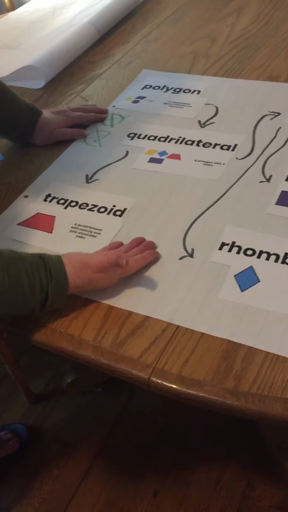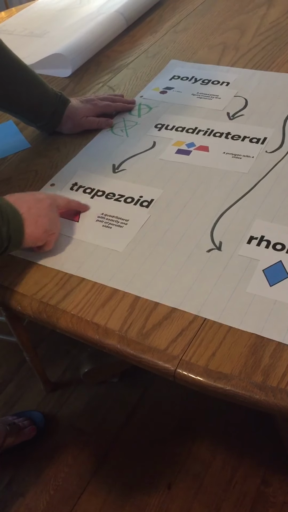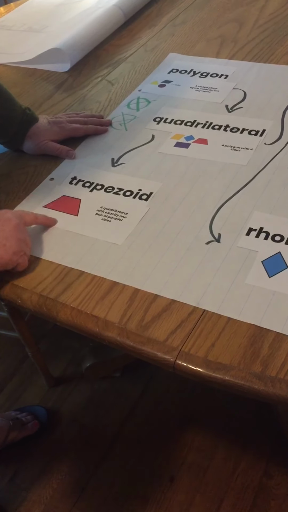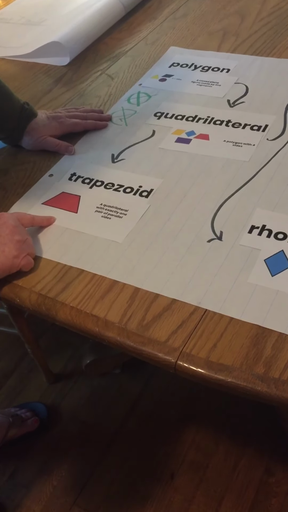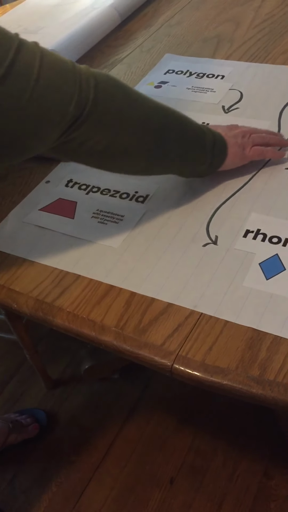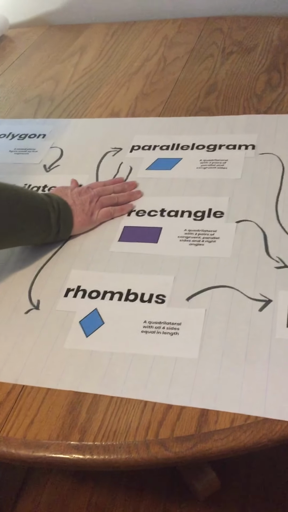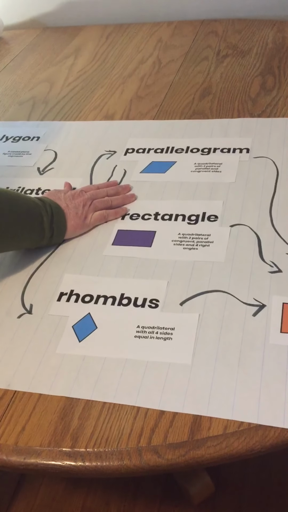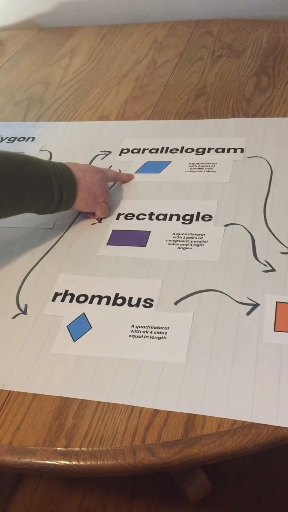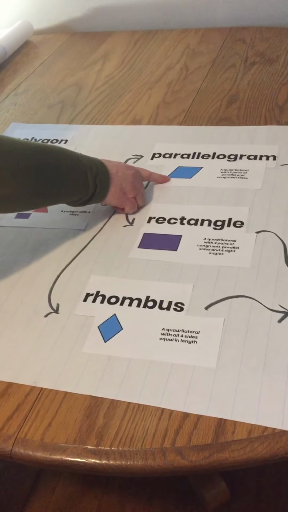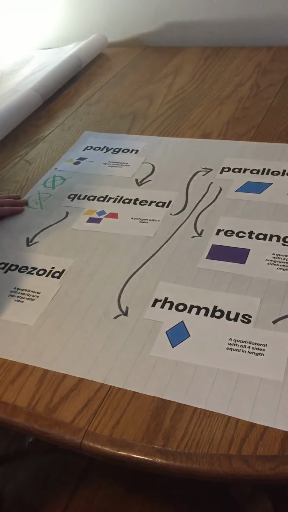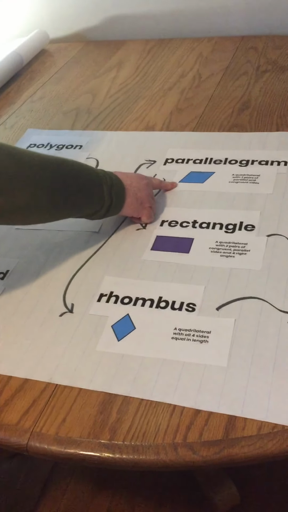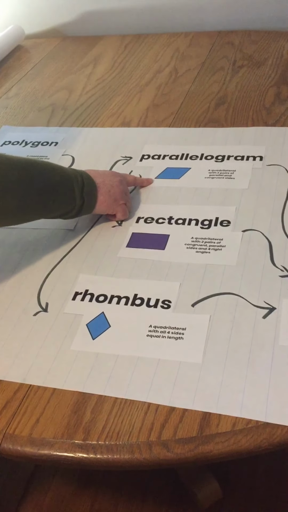Looking further into our attributes, a quadrilateral, one type can be a trapezoid, which has one set of parallel lines. Another type of quadrilateral is the parallelogram. It has 2 pairs of parallel sides. So a parallelogram can be a quadrilateral, a parallelogram can be a polygon. We're just getting deeper and more specific by adding more attributes each time.